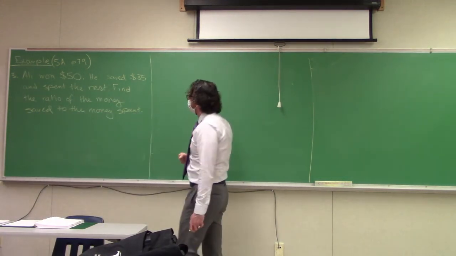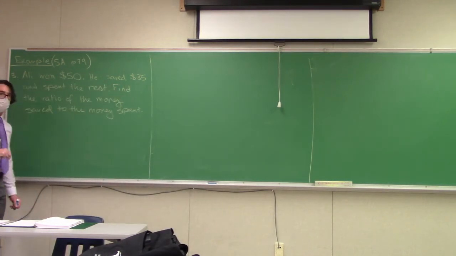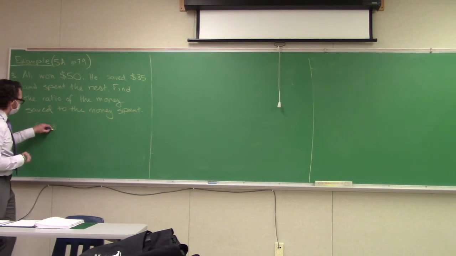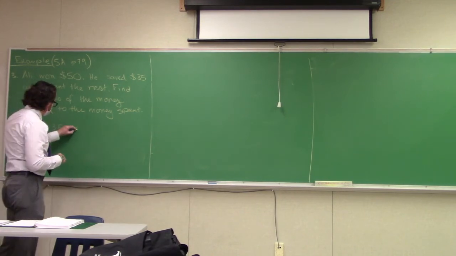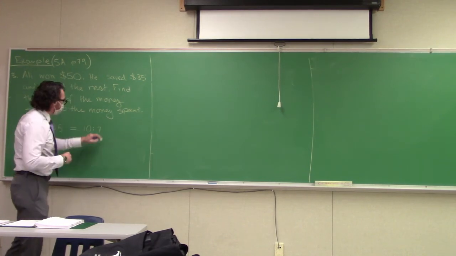Okay, so help me out here. What if I did this? Do not write this down. Okay, so let me see. I got 50 to 35. So that is, I guess, 10 to 7. All right?